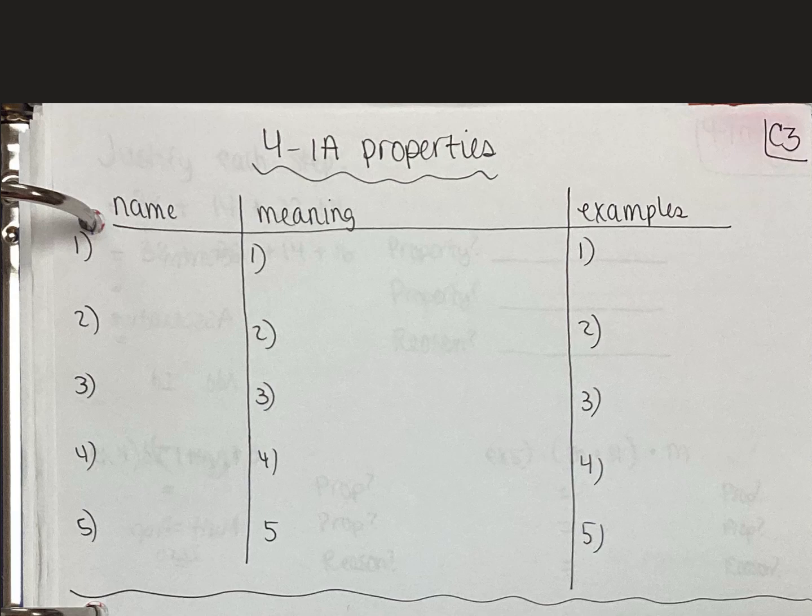Today's video is Chapter 4, Lesson 1A. We're going to talk about math properties. There are 5 properties, not including the distributive property. We did that one yesterday. So these are 5 other properties besides that one.